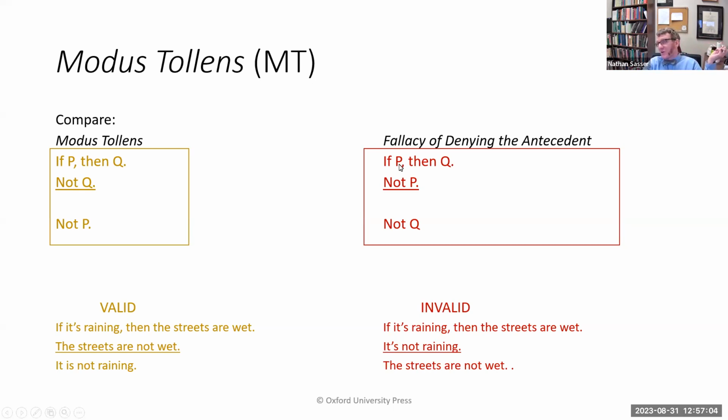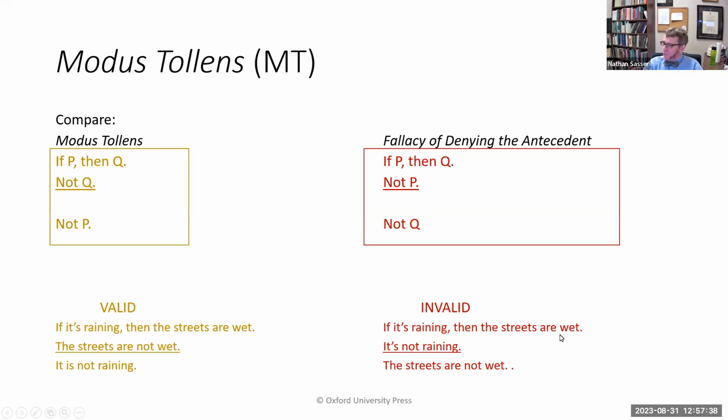So again, the fallacy starts fine with a conditional statement, if P then Q. But then it says not P, it denies the antecedent of the conditional. And it concludes fallaciously, therefore not Q. That doesn't follow though. Again, let's go back to our rainy streets. If it's raining, then the streets are wet. Well, it's not raining, so the streets must not be wet. Can you think of the counterexample though? Yeah, again, someone could be hosing the streets down.